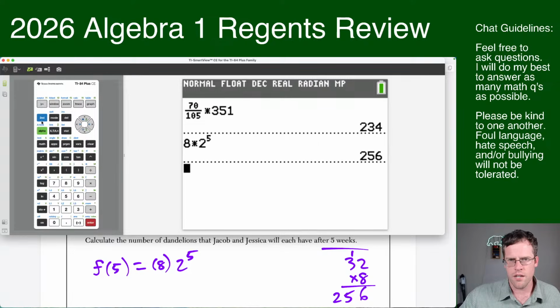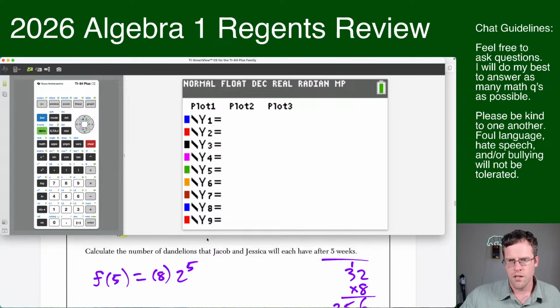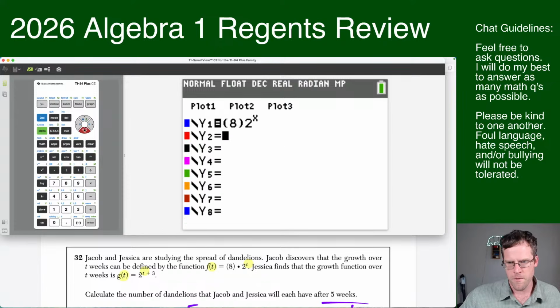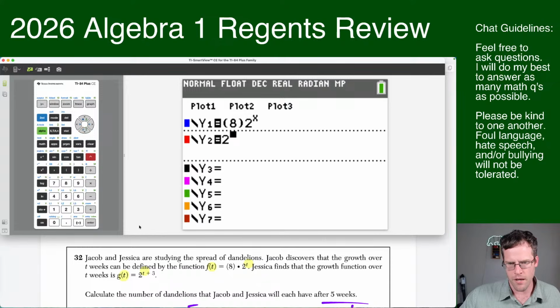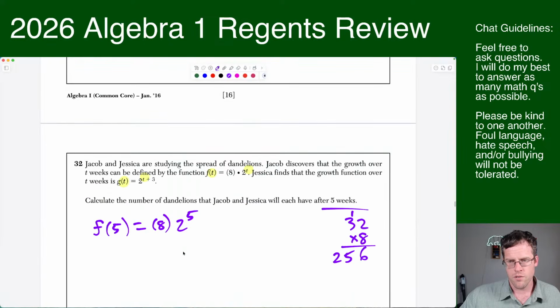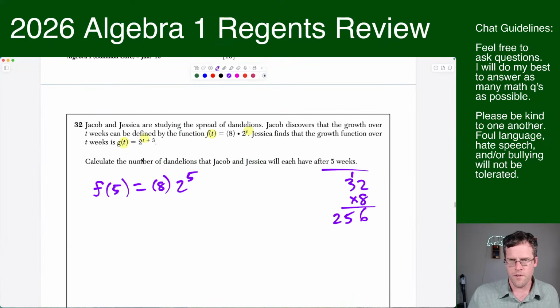It is, yay. If you don't even trust yourself on that one, you could just type in 8 in parentheses, and then 2 to the power, this button above division. You put your variable, and then 2 to the power x plus 3. And if we go to the second graph and go to 5, see they actually both give you 256. So we'll get 256 also for Jessica's function.